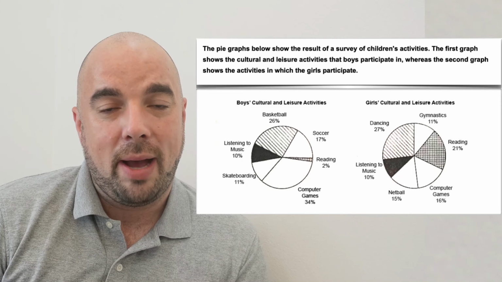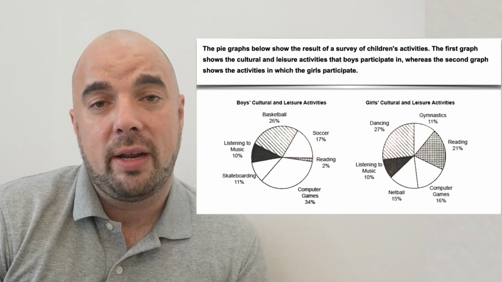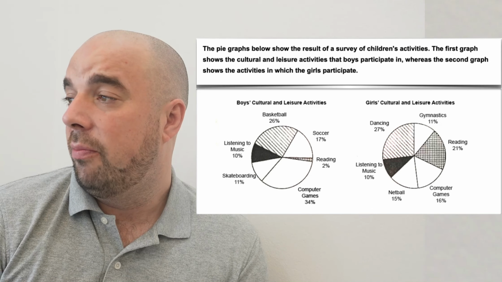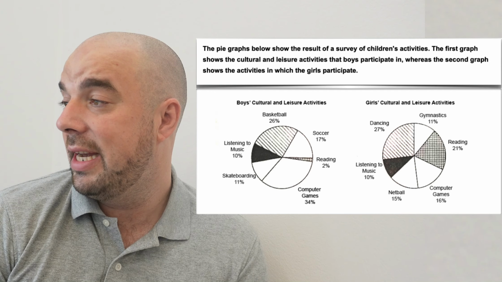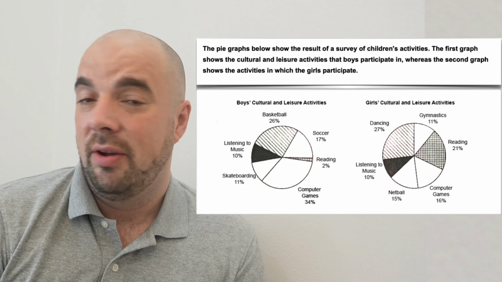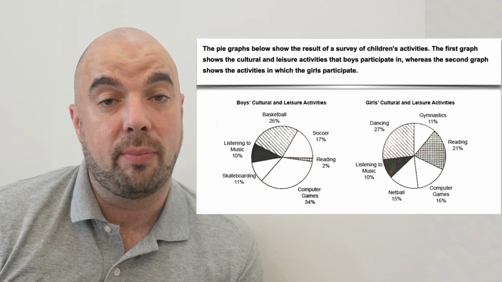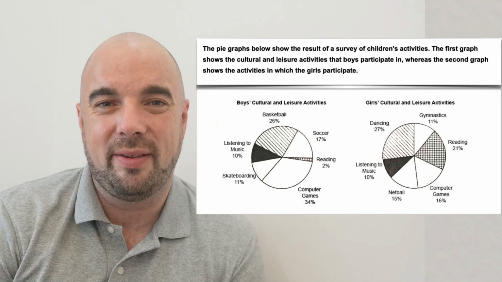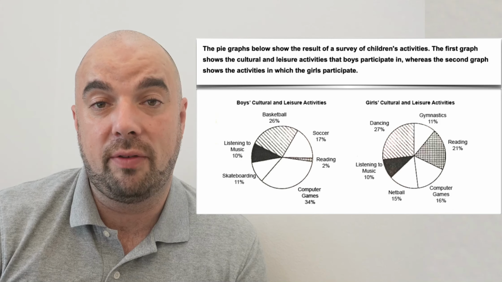If we look at the pie chart, we can see, okay, what are the main features? Well, we can see that boys prefer computer games and girls prefer reading or dancing. So the main features here are the main differences between boys and girls' educational activities. Quickly jot them down before you start, because then you'll have them in your plan and you'll know exactly what to do.